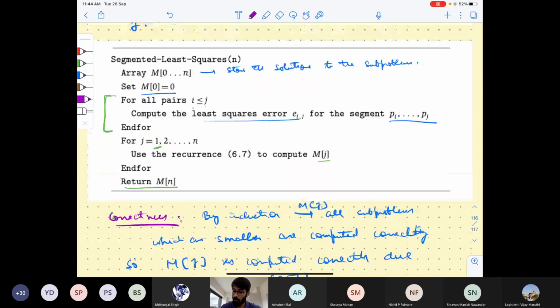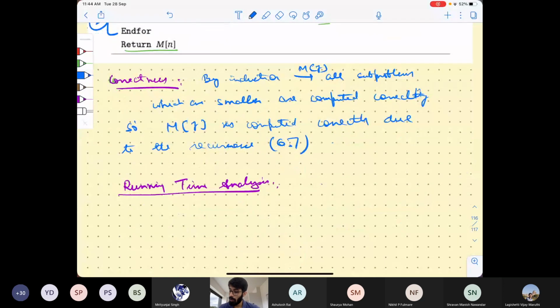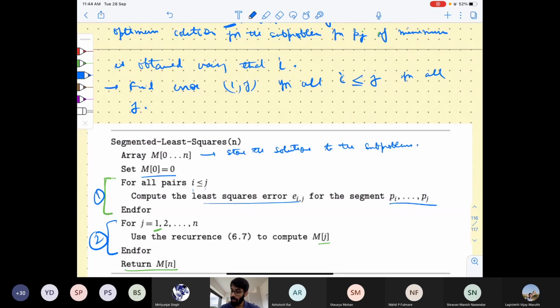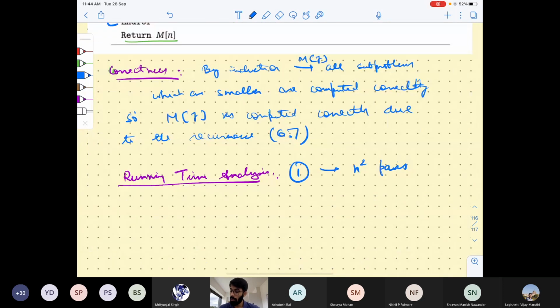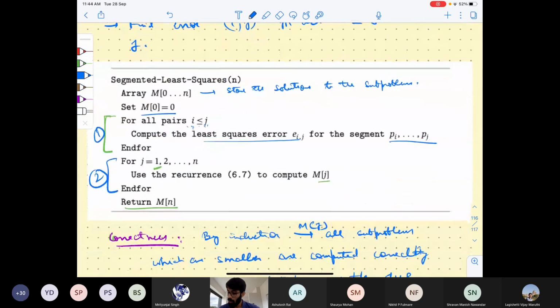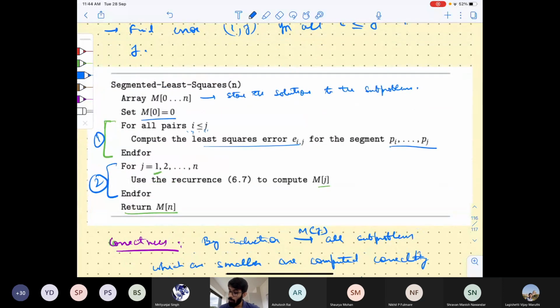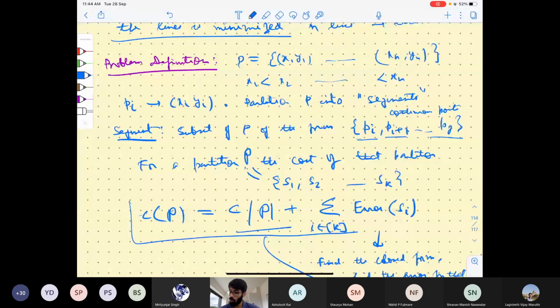Okay, so let's call this step 1 and this step 2. So how much time does step 1 take? Step 1 has n square pairs, right? For i and j, we have these order n square pairs, and for each of them, we have to compute the least square error for the segment. So now we have the least square error formula.